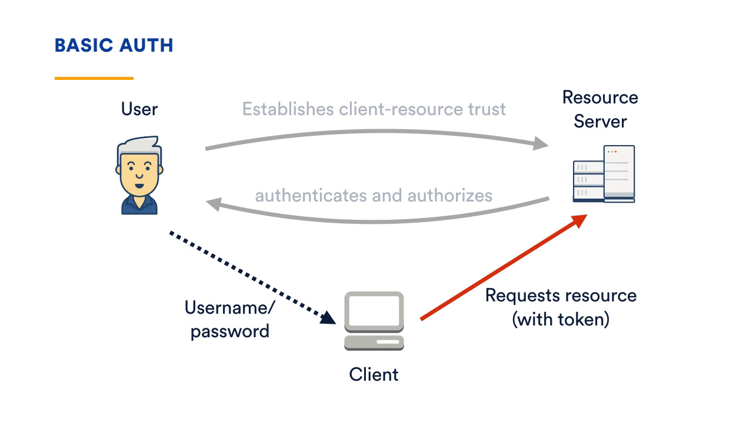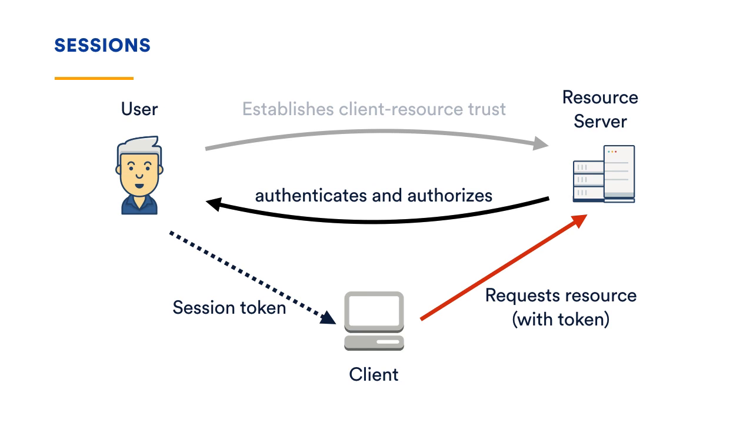So firstly, let's start with basic auth. Here the token itself is just the username and password from the user. And so there's no actual explicit client resource trust because there's no way for the resource server to distinguish between different clients or even between the client and the user itself.